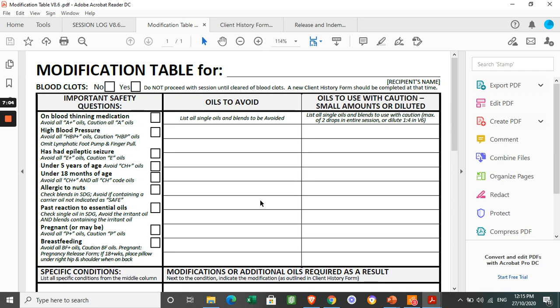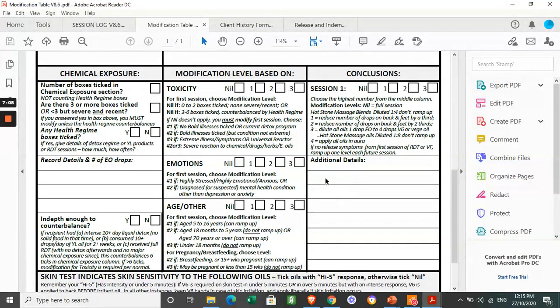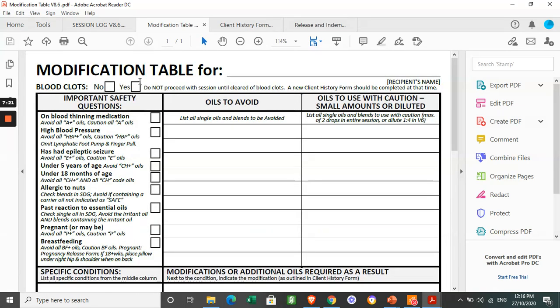And you'd put a line through this form and you would write down here additional details, waiting for medical clearance before proceeding with treatment, or waiting for medical clearance regarding blood clots before proceeding with treatment. Okay, so that's where we would take that information and translate it across.